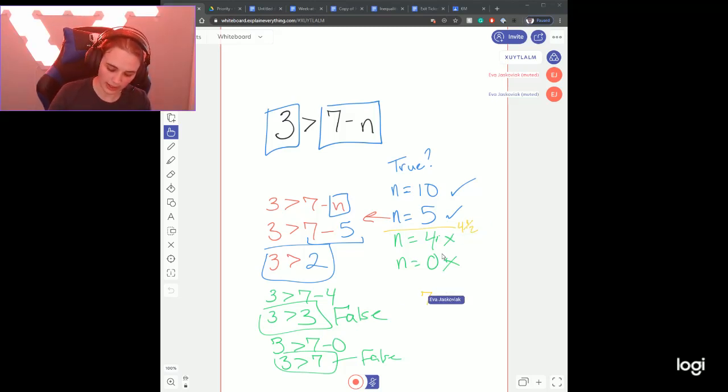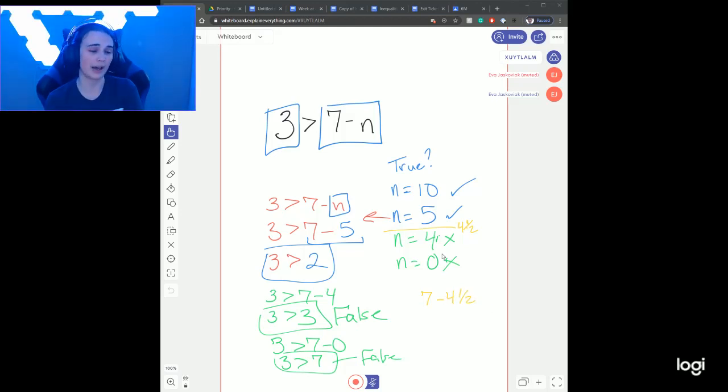7 minus 4.5 is equal to, well, I know 7 minus 5 would give me 2, minus another half would give me 2.5. And 2.5 is smaller than 3. 3 is greater than 2.5. So yeah, this number works, which means that any number bigger than 4 is going to work.